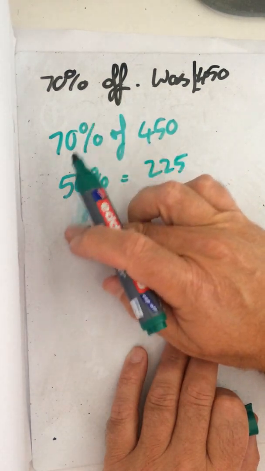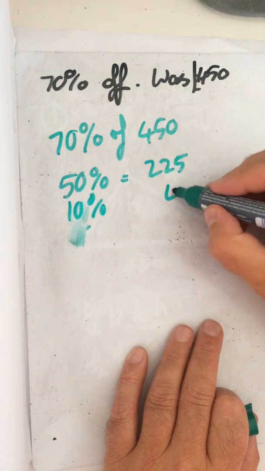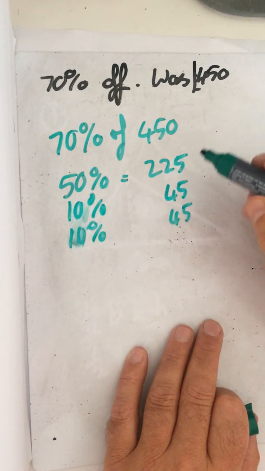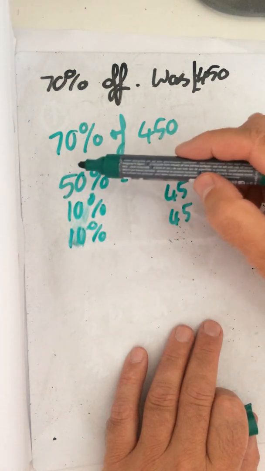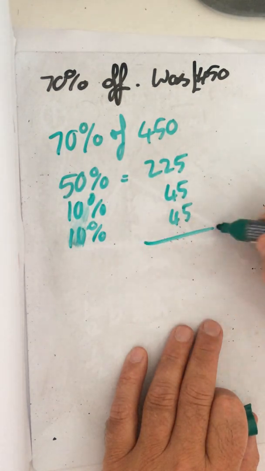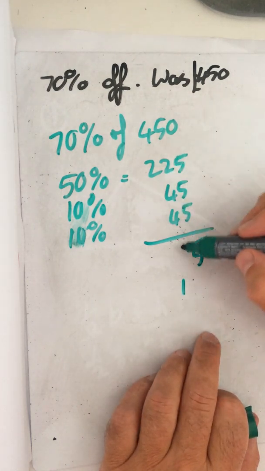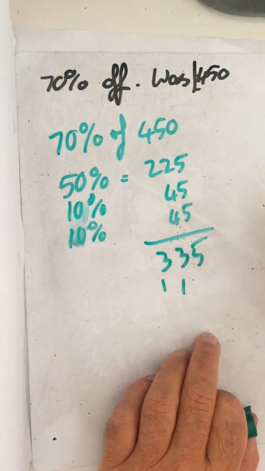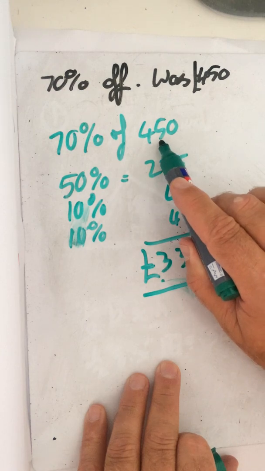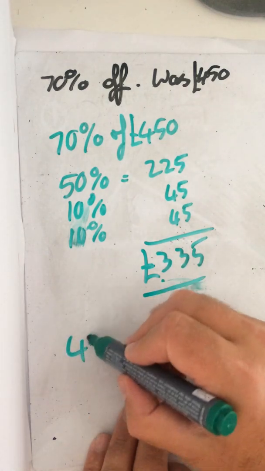So I found 50%. Now I need to find 10%. 10% of 450 is £45. And then I need to find another 10%, don't I? So it's another £45. So this is my 70%. Remember what we did last time where we built it up? Show your workings with these as well. So that becomes 5, 10, 15. 5 carry the 1, 10, 12, 3. So £335. 70% of £450 is £335.